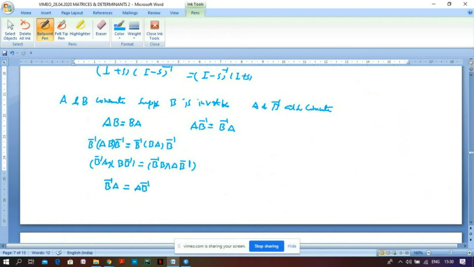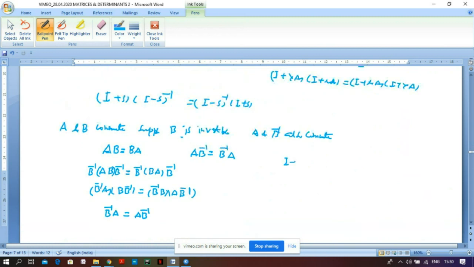So we have proved that if A and B commute and B is invertible, then A commutes with B inverse also. So if matrix A commutes with a matrix B, then it also commutes with its inverse if it exists. Now already we know that I plus S and I minus S commute, and I minus S is invertible as it is already used in the problem, and so I plus S will commute with I minus S inverse also, and that is precisely what we are trying to say.